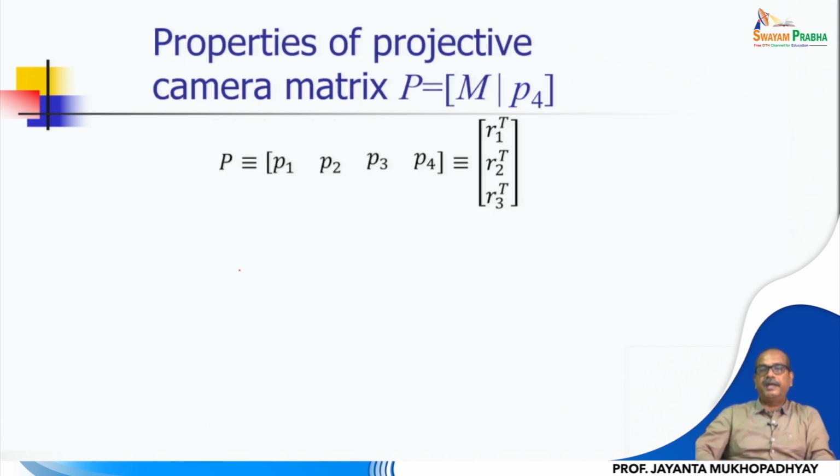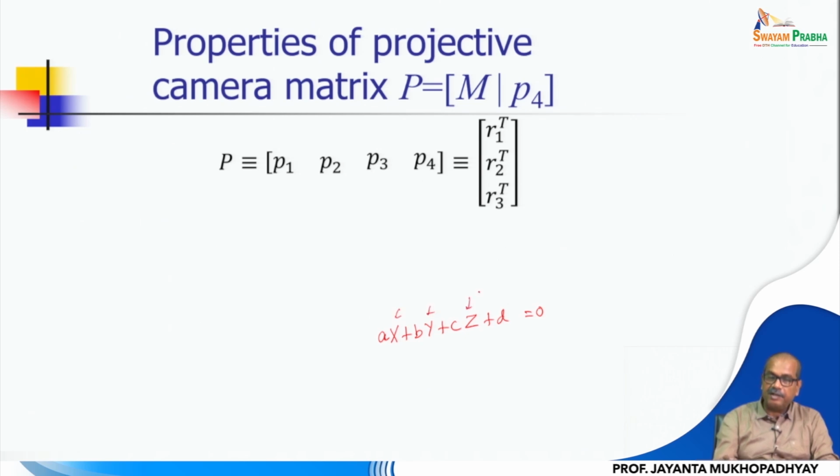So, how can we actually obtain those quantities, those entities, in terms of the elements of the projection matrix? As you know, a plane can be expressed in the form of a planar equation. When we are expressing a plane, I can write the plane equation as ax plus by plus cz plus d equals 0, where x, y, z are the coordinates of the 3D point. All the points which satisfy this equation, and a, b, c, d are the coefficients of this equation.